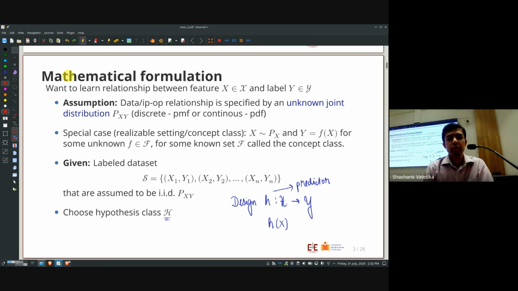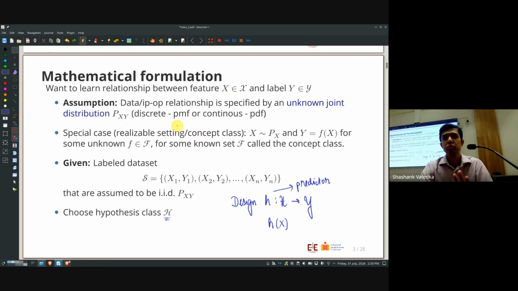Here is a mathematical model for this. We are given a relationship between a feature and a label. This could be in the form of a function, y equal to some f of x for some unknown function f. Or it could be specified in terms of an unknown joint distribution pxy, and this could either be discrete or continuous. The goal is to design a learner which, given some sample data, is able to learn the relationship between x and y.